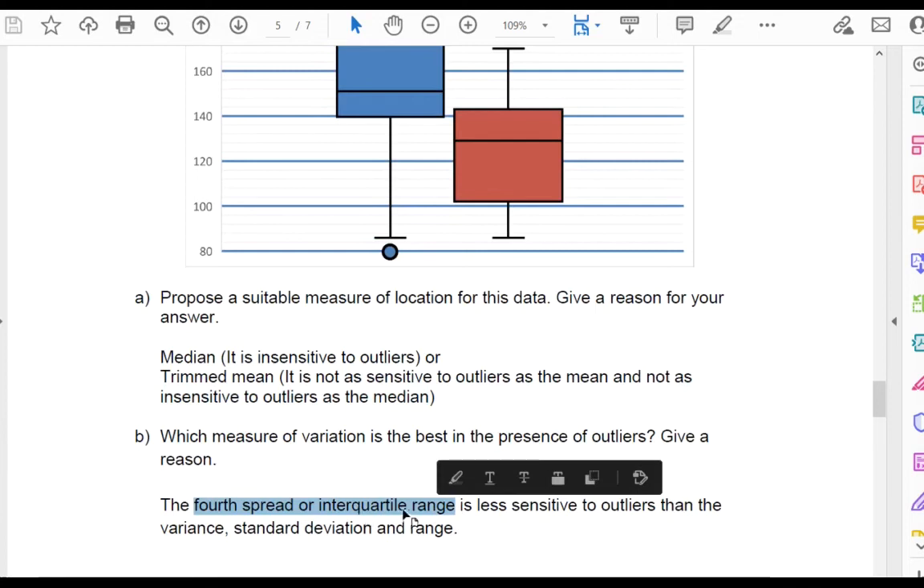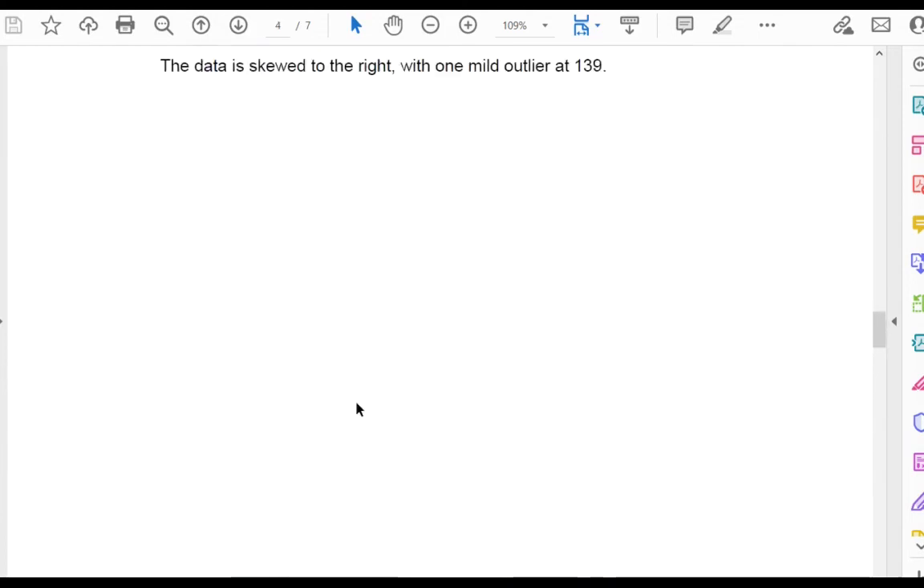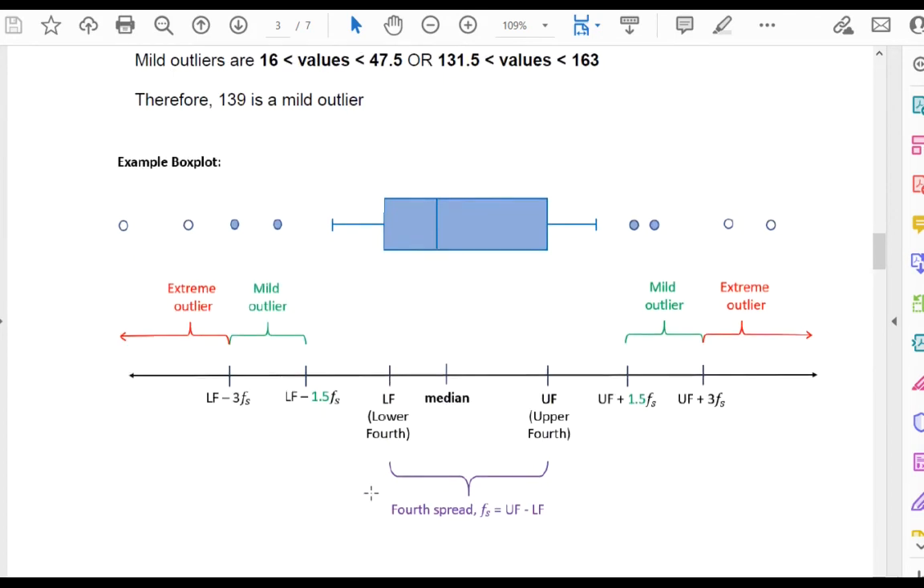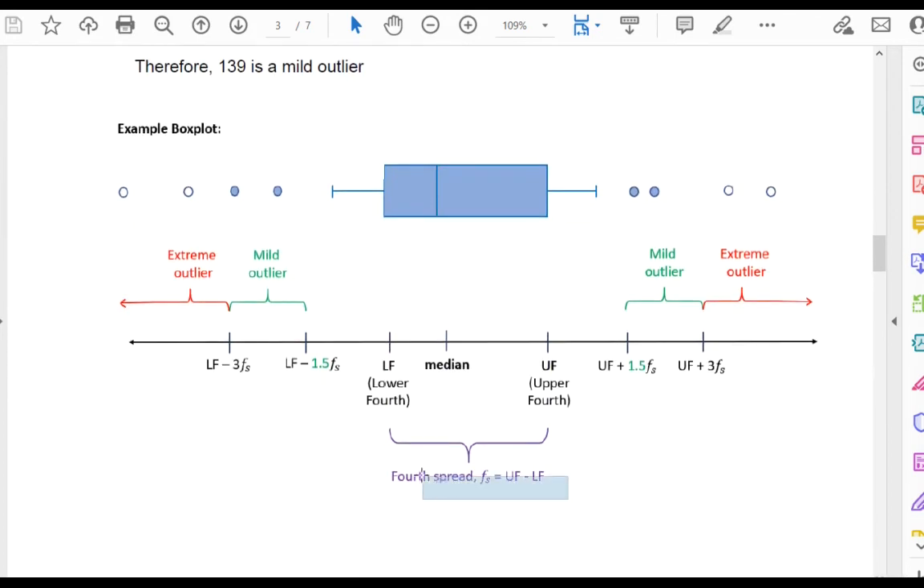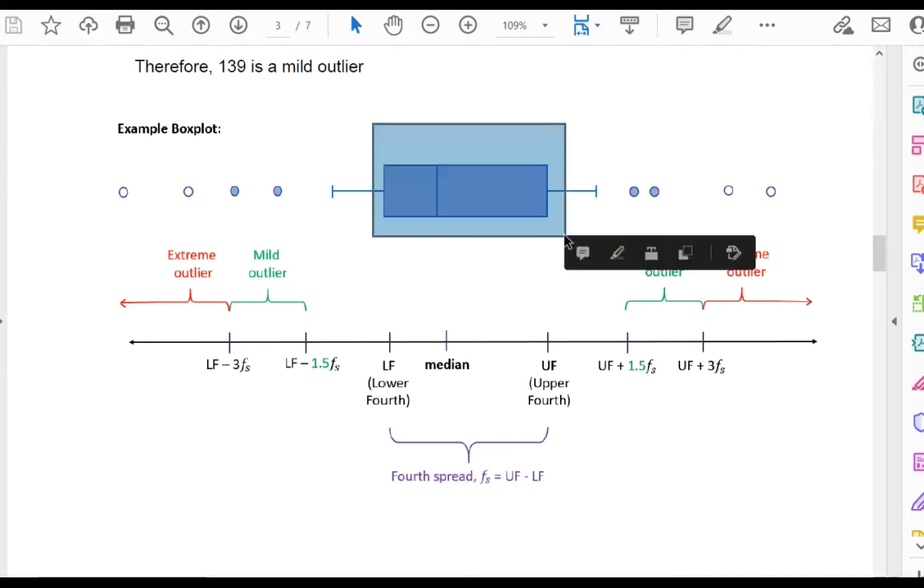Remember, for the fourth spread or interquartile range, I'm going to go back to the summary. It's actually only this part. The fourth spread is the upper fourth minus the lower fourth. And the lower fourth and upper fourth are very similar to your lower quartile and upper quartile, so you can also talk about your interquartile range. It only focuses on this data here, and it ignores those extreme values on the left and the right. So the fourth spread is less sensitive to outliers. In other words, it is less affected by outliers.